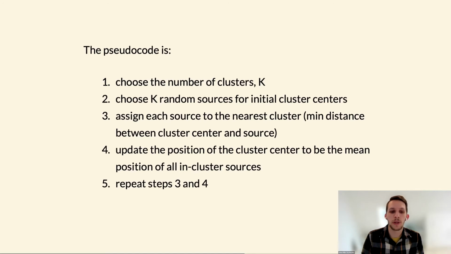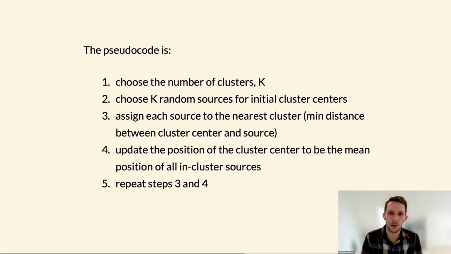Okay? We then assign every source within the data set to the cluster center that it is closest to. So you just have to measure a whole bunch of distances, right? And the minimum distance between a cluster center and a source determines what cluster a source belongs to. We then update the position of the cluster centers based on all of the sources that are within that cluster. And that is done by taking a mean. So we just take the mean position of all in-cluster sources, right?